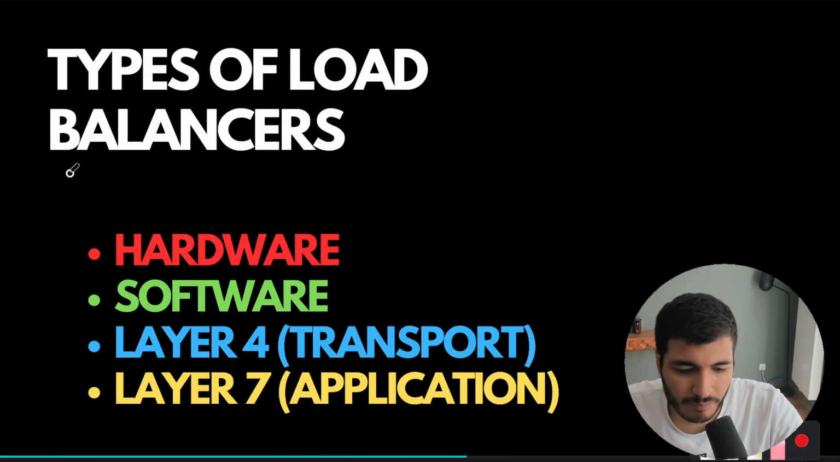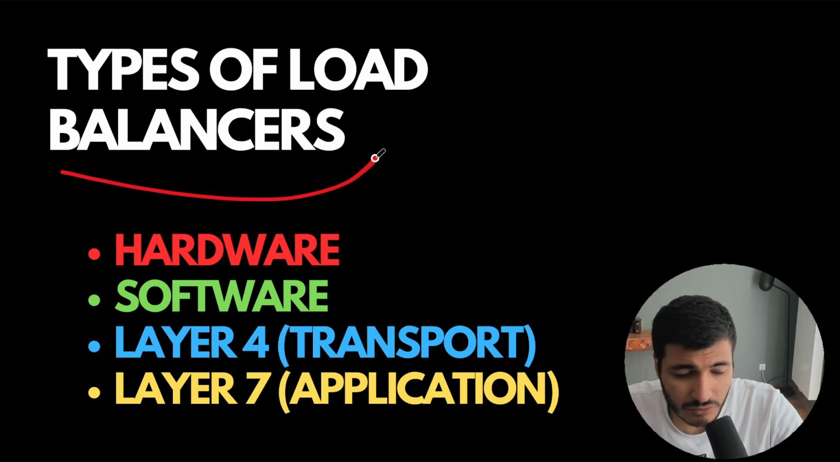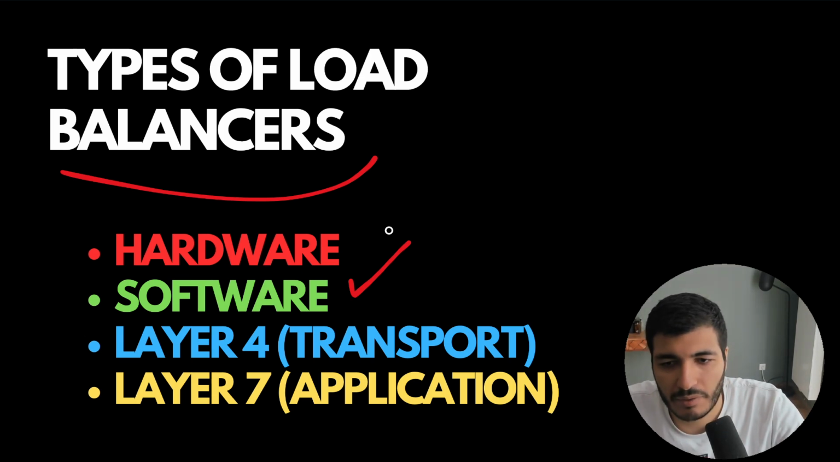Okay, so we have different types of load balancers that we need to talk about. The first is the hardware load balancer, which is a special box in a data center, a fancy dedicated traffic light control. Next we have the software load balancer. It runs on normal servers, like Nginx, for example. It's a traffic officer with a smartphone app.